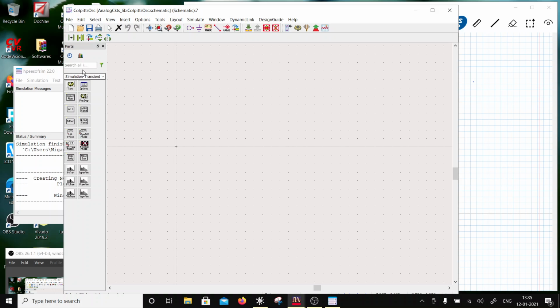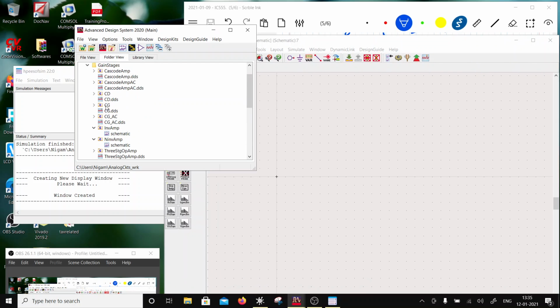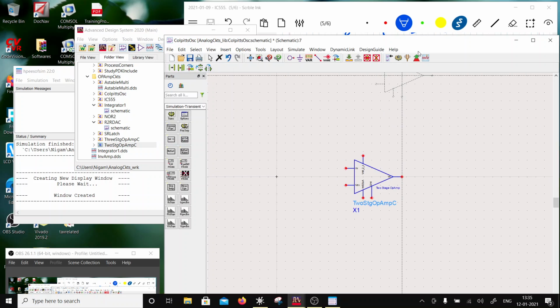So let's use a 2-stage, because you know there is no concept of a current feedback here, right? So let's look for a 2-stage OpAmp. Okay, and then F5. Okay, and then I am going to put in here inductors and capacitors. You can compute the frequency and stuff like that, right?